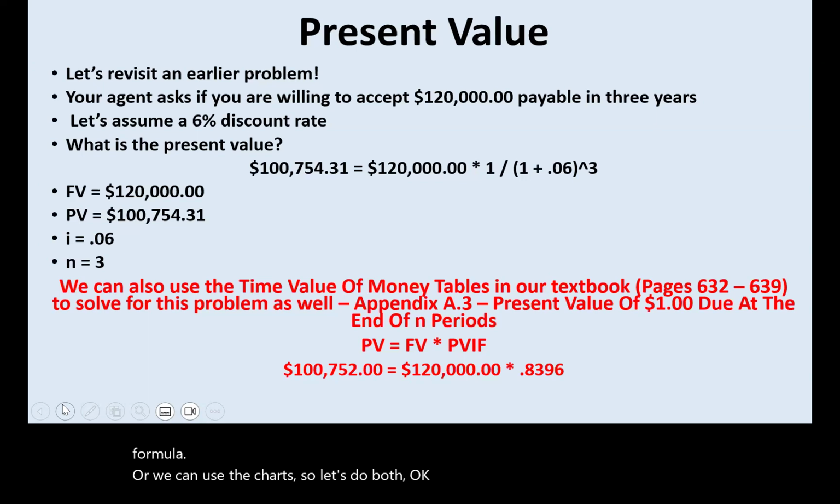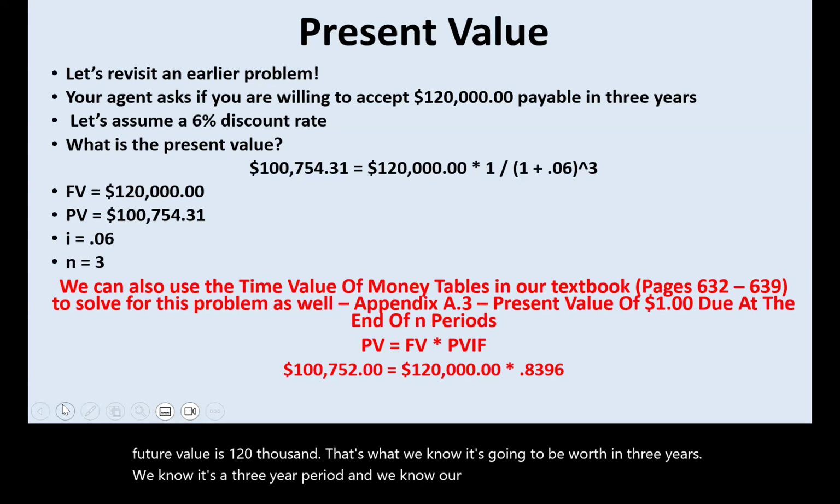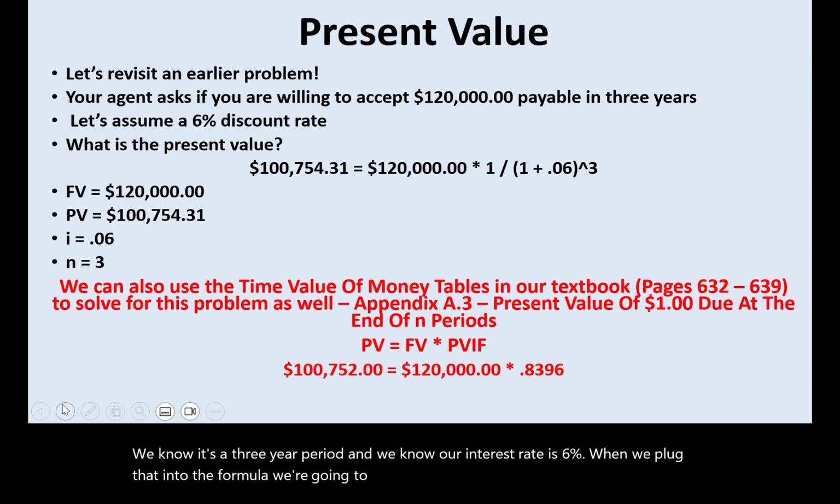If we do the formula, our future value is 120,000. That's what we know it's going to be worth in 3 years. We know it's a 3-year period, and we know our interest rate is 6%. When we plug that into the formula, we're going to get 100,754.31 in terms of what our present value is of this deal.